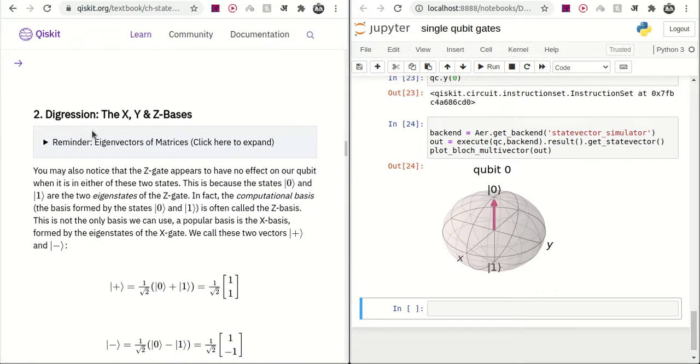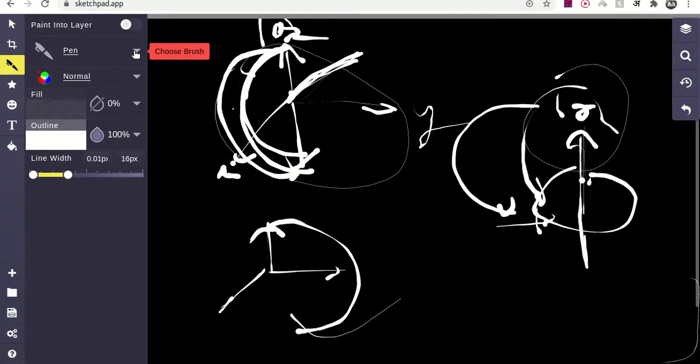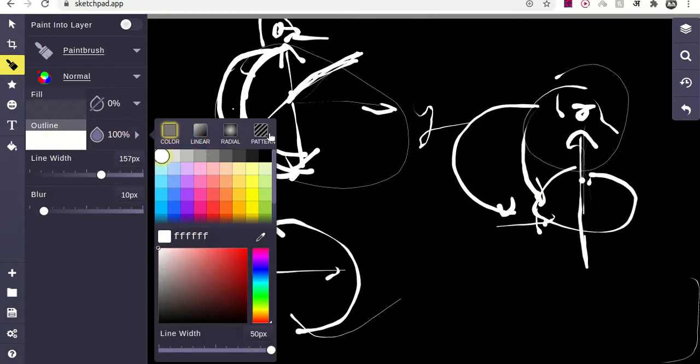Now a digression: the x, y and z bases. You may also notice that the Z gate appears to have no effect on our qubits when they are in either of these two states. This is because the states 0 and 1 are the two eigenstates of Z. So what is happening?